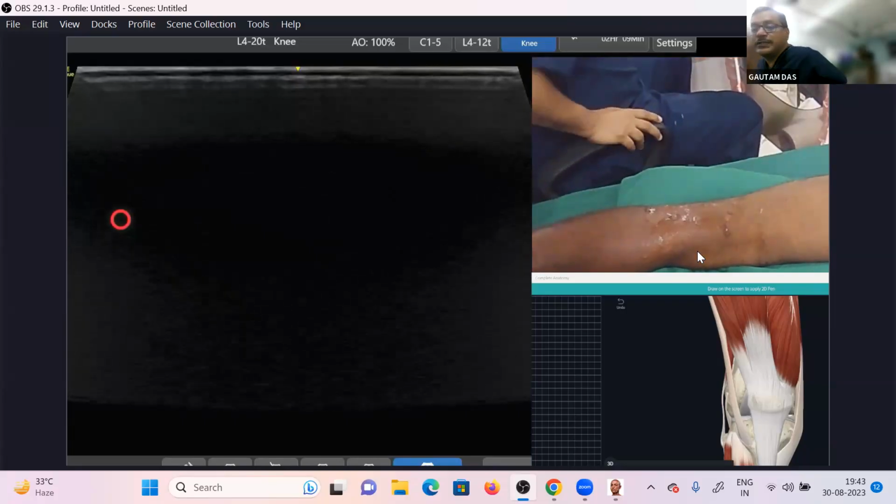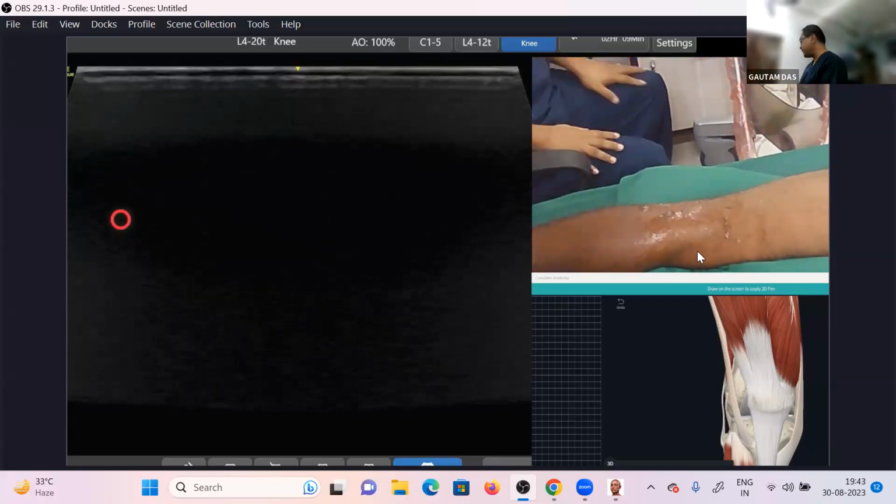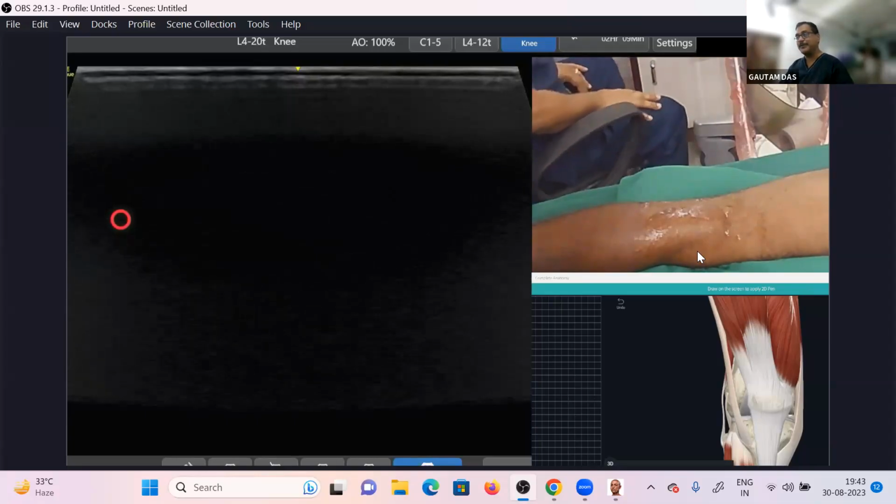So a lot of things are there in the knee. Still a lot more things are there, but this is also quite advanced. So I hope everybody appreciates it, and you can see the videos again and again.